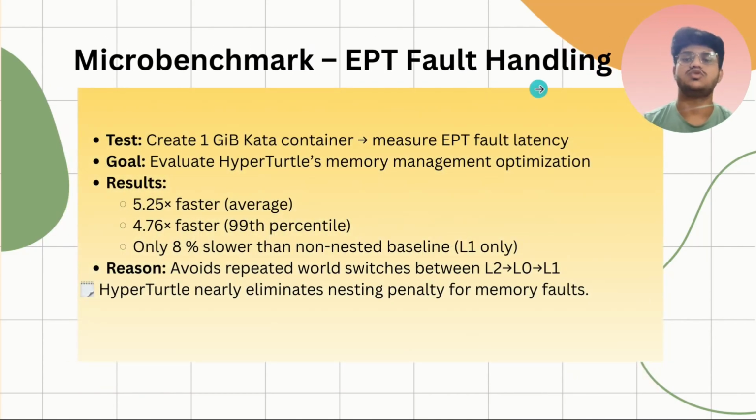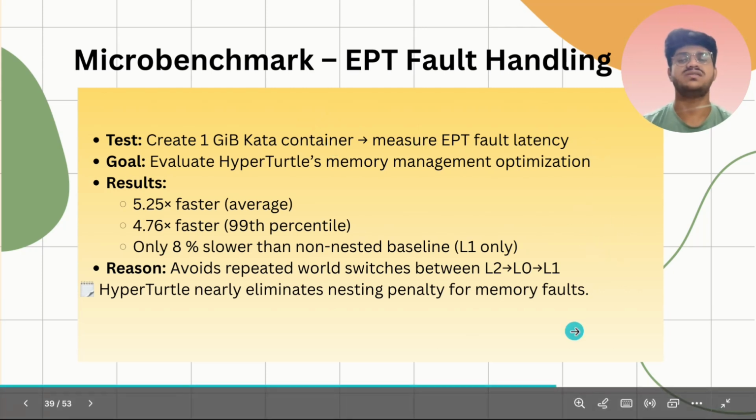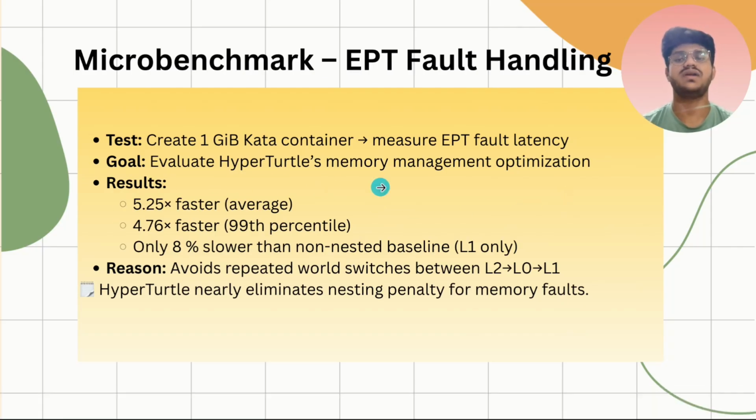Now coming to the first microbenchmark, which is EPT fault handling. Our main goal is to evaluate HyperTurtle's memory management optimization. For that, we create a 1 GB Kata container to measure the EPT fault latency, and the result we got is displayed here. We can see that the memory access time has improved by 5.25 times in the average case, and for the 99th percentile, that is the worst case, it has improved by 4.76 times, which is only 8% slower than the non-nested baseline.